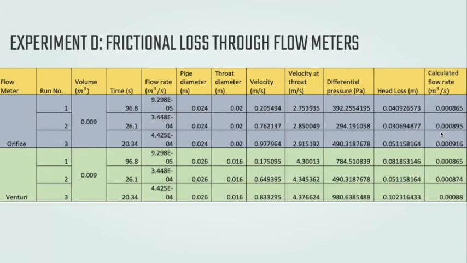In this part of the experiment, we are using 2 different kinds of flow meter, which are the orifice meter and the venturi meter. Each one of them we run 3 times, and we fix the volume at 0.09 and vary the time so that we can have different flow rates. The pipe diameter and orifice diameter are fixed, of course, because we didn't change to another kind of orifice or venturi meter. The differential pressure is determined by the reading of the manometer, and here are the calculated flow rates. As you can see, the flow rates are pretty much similar, but slightly different.